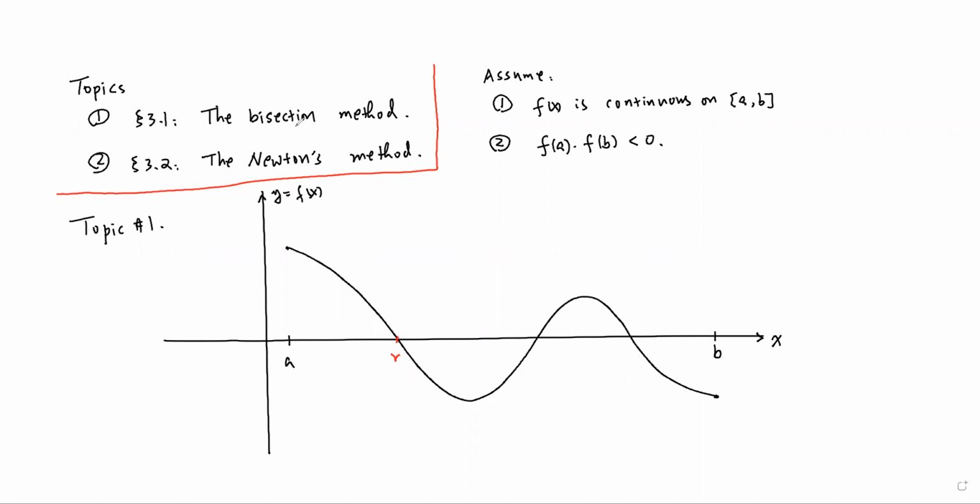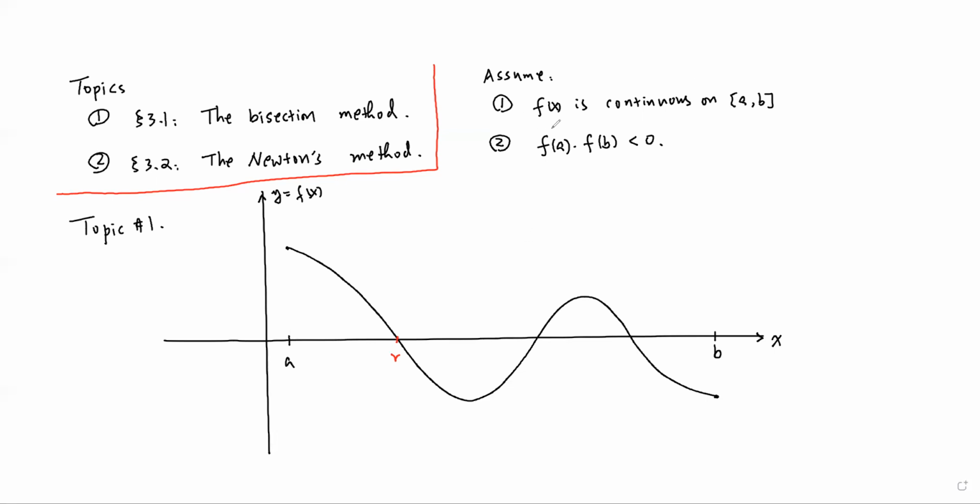The assumption about the bisection method is that the function f is continuous on the closed interval AB. But in practice, this condition is very difficult to verify. Usually, given a function, we don't know whether the function is continuous. But here, we just assume the function f is continuous.